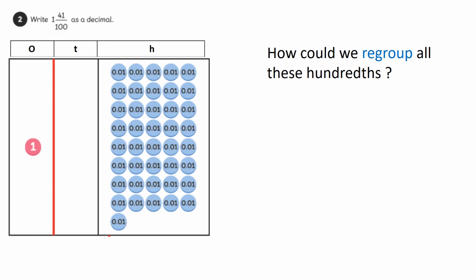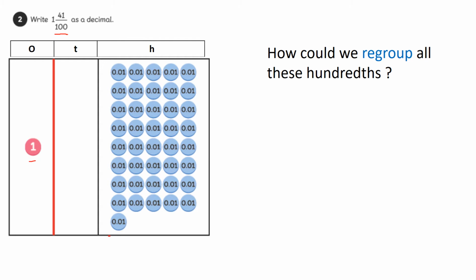Okay, so we're now moving on to question 2. So let's have a look at the top and see what it's asking us to do. So it's asking us to write 1 and 41/100ths as a decimal. Now that again seems like a very big number, but you can see here that this place value chart has been filled out for you.